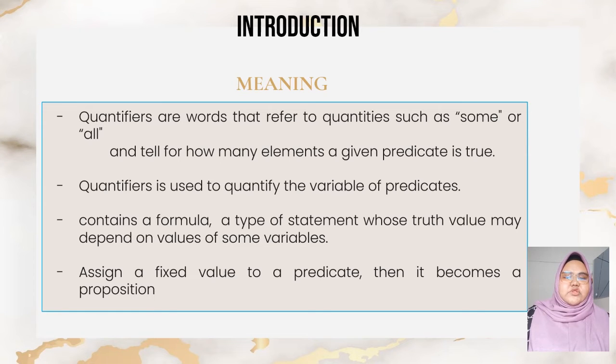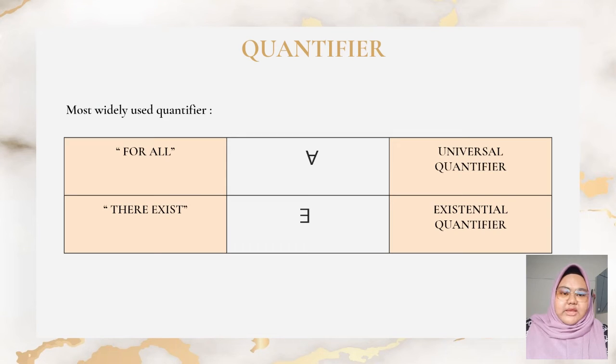Quantifiers are words that refer to quantities such as some or all, and tell for how many elements a predicate is true. Quantifiers are used to quantify the variable of a predicate. A predicate contains a formula, which is a type of statement whose truth value may depend on the value of some variable. When we assign a fixed value to a predicate, it becomes a proposition. There are 2 types of quantifier, the universal quantifier and the existential quantifier. The symbol ∀ means for all or for any, while the symbol ∃ means there exists.